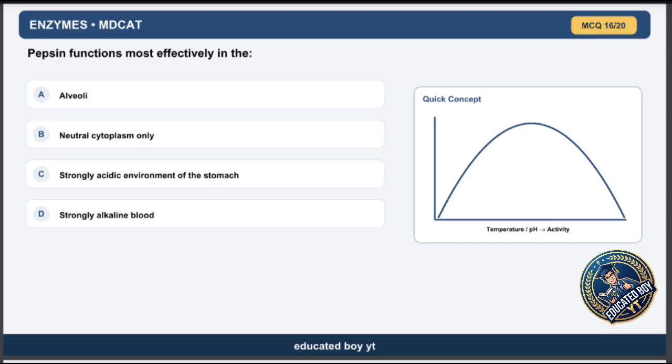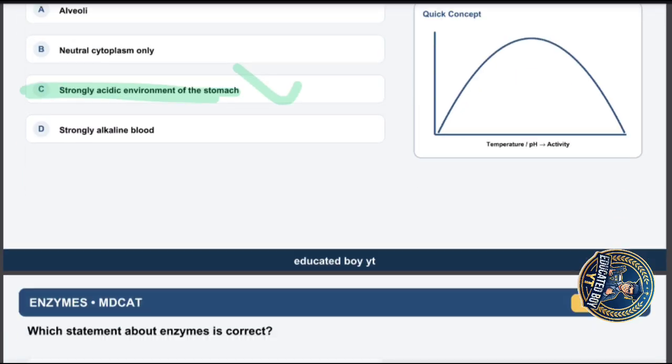Question number 16. Pepsin functions most actively in the: option A, alveoli; option B, neutral cytoplasm only; option C, strongly acidic environment of the stomach; option D, strongly alkaline blood. Right option is option C, strongly acidic environment of the stomach.